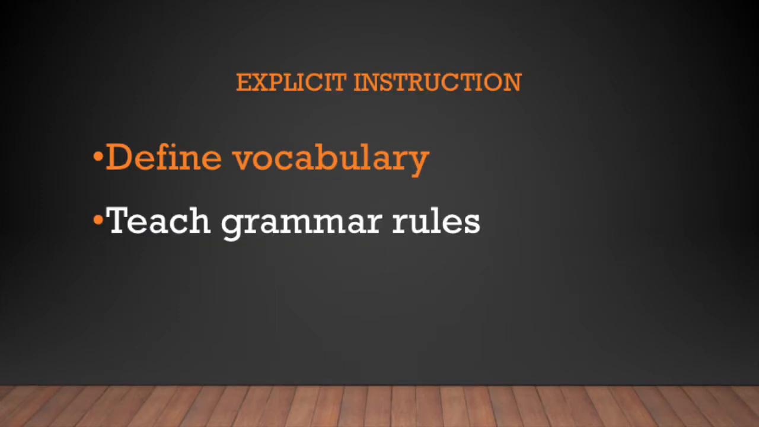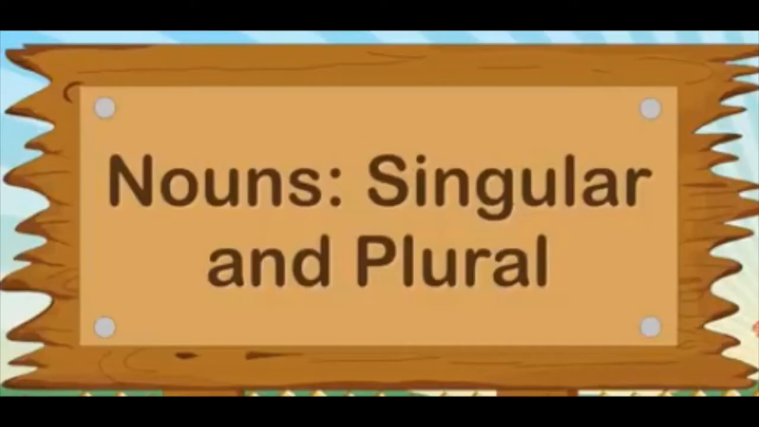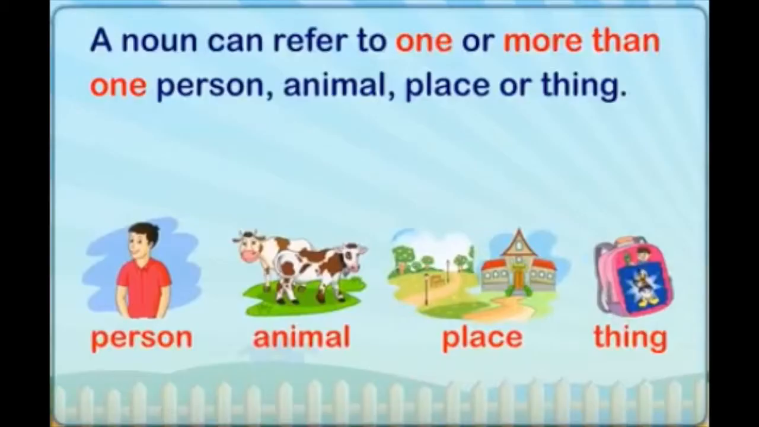Explicit instruction is an opportunity to offer direct instruction where all critical terms are defined for the student. In this way, when the vocabulary is used during the lesson, the student understands exactly what is being said. Let's go over some important definitions. A noun can be a person, place, animal, or thing. It can be used to refer to one or more than one.